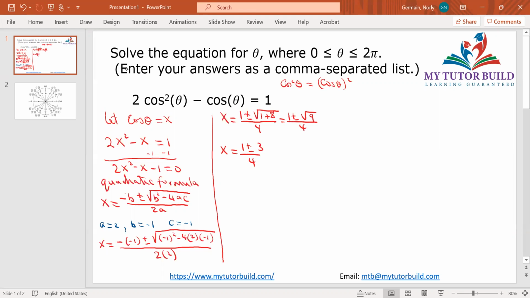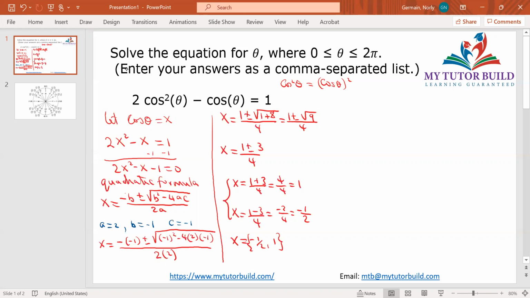Now the plus and minus means we have two values for x. The first one, x equal 1 plus 3 over 4, would be 4 over 4 equal 1. And x equal 1 minus 3 over 4 gives us -2/4, which simplifies to -1/2. Now, as you can see, x has two values: x is -1/2 and 1. So those are the two values for x.